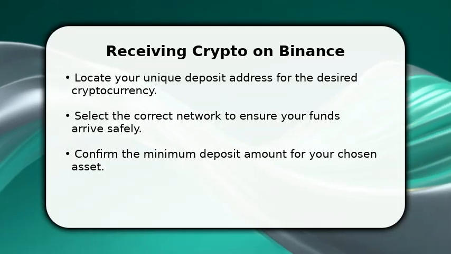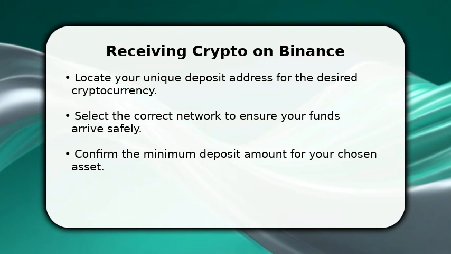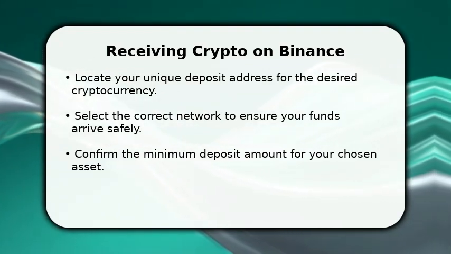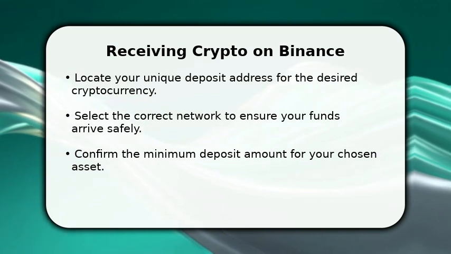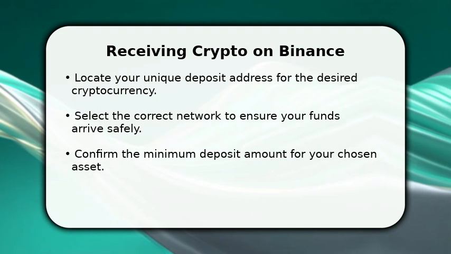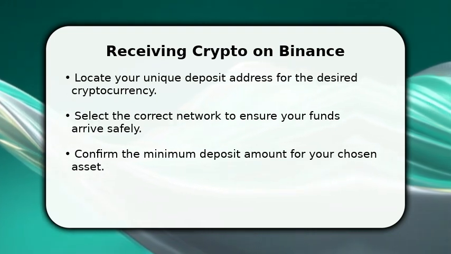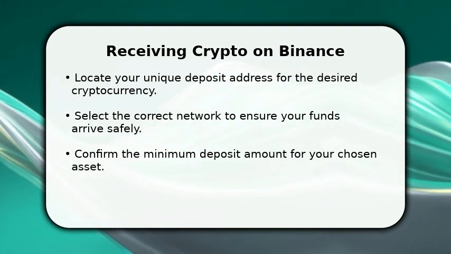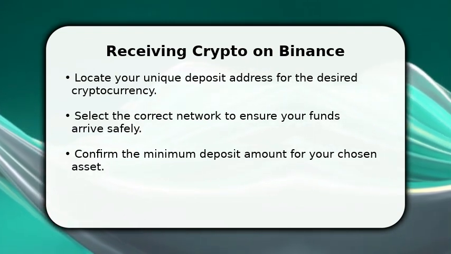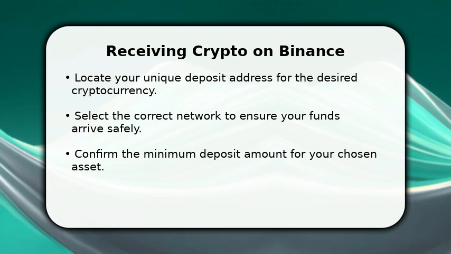In this video, I will explain how to receive crypto on Binance. First, you'll need to open your Binance app or website and navigate to the deposit section. Here, you can select the specific cryptocurrency you wish to receive. It's crucial to choose the correct network, like BEP20 or ERC20, to avoid losing your funds. Always double-check the network on both the sending and receiving ends.